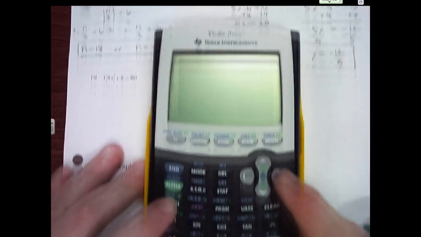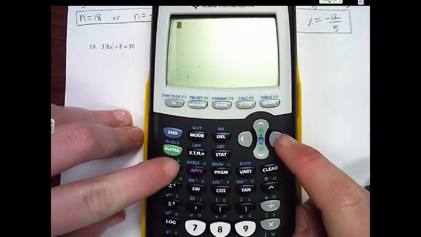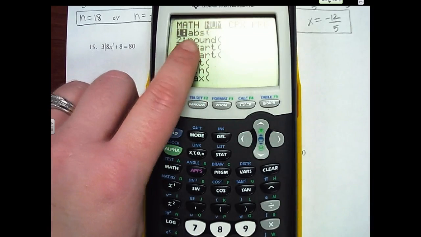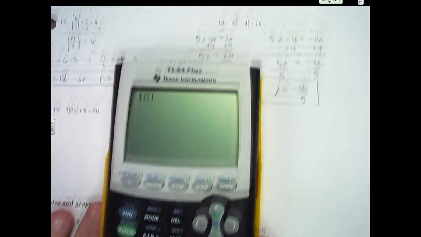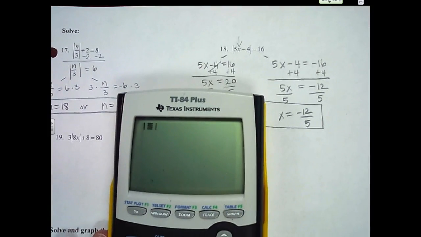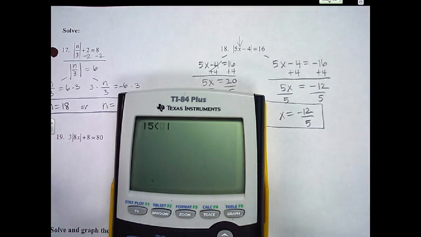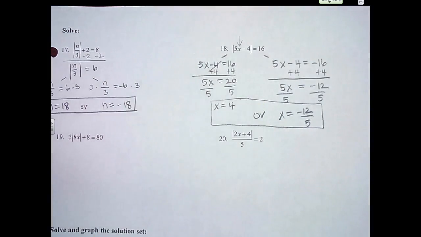You press math, arrow to the right to the NUM, and it's this first one, ABS. There's my absolute value. I'm going to put the 5 in, and I want to multiply the 5 by this fraction, negative 12 over 5, and then minus 4. That's all I have to put, nothing before or after, and that equals 16. So I got 16. You can do that for any of these.